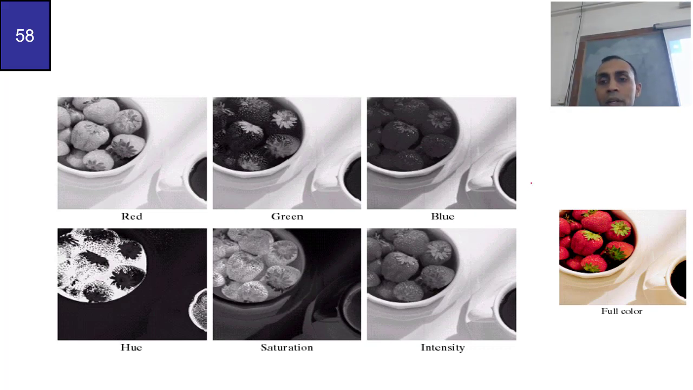So we have a full color image. The three components in RGB space are shown here, and in HSI space are shown here: the hue component, the saturation, and the intensity value, and the red, green, and blue. You can see most of the strawberries are red, so these are higher values in the red component.